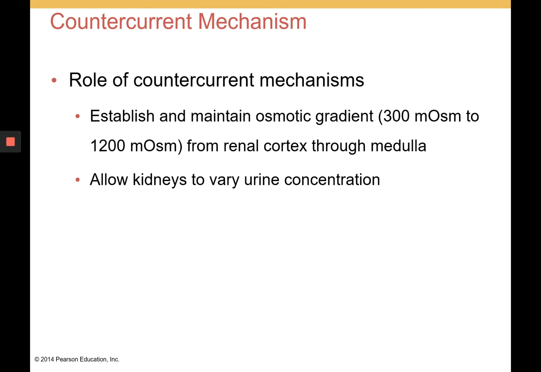So, the role of the countercurrent mechanisms is to establish an osmotic gradient from the top of the nephron loop to the bottom. It's going to change from 300 milliosmoles to 1200 milliosmoles. And again, most of the nephron loop of juxtamedullary nephrons is going to be in that medulla. And we're going to see that this allows the kidneys to vary urine concentration.